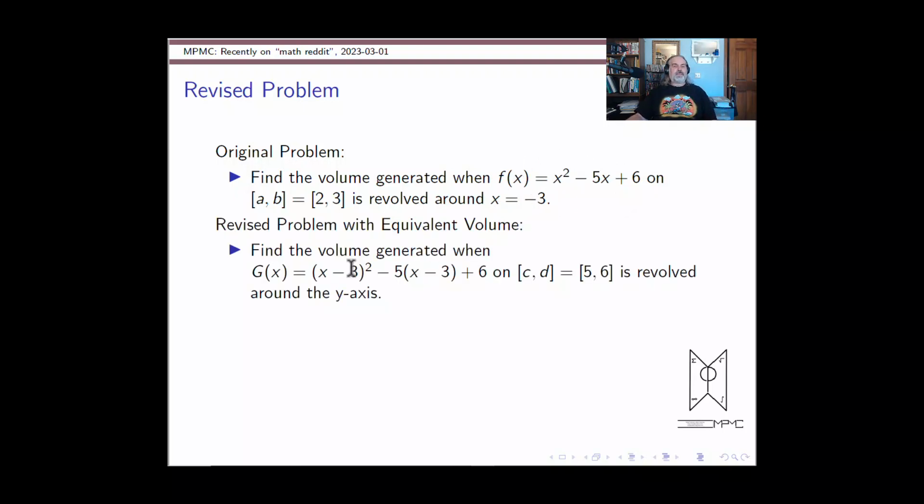And so the updated problem is to find the volume generated when this translated function on the interval from 5 to 6 is now, this is the important part, revolved around the y-axis. And so that's the integral we have to solve. The integral from 5 to 6, 2 pi x f of x.